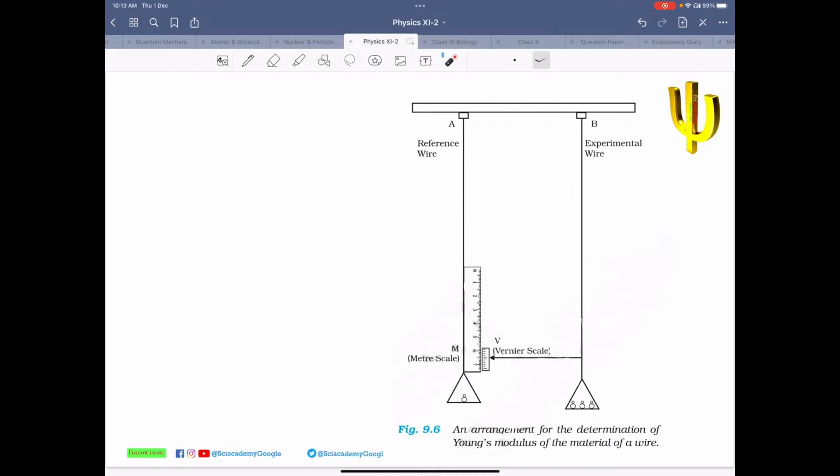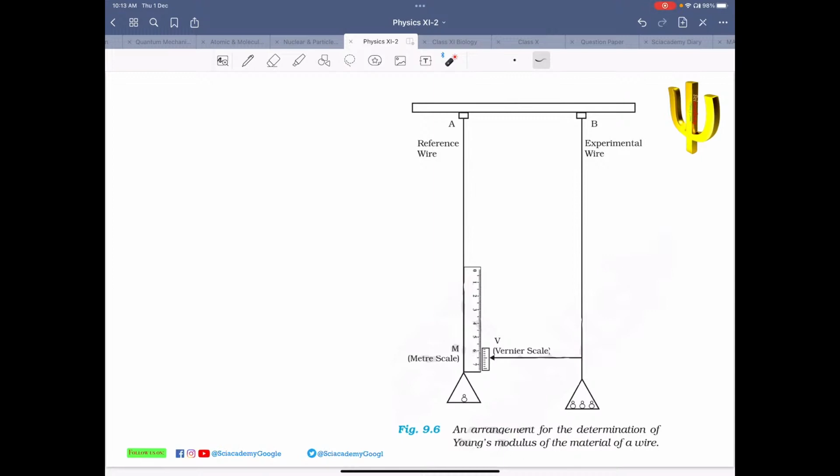As we increase the weight of the wire, the tensile stress starts increasing, and for every increase in the length of the experimental wire corresponding to the increase in the weight, we note it.